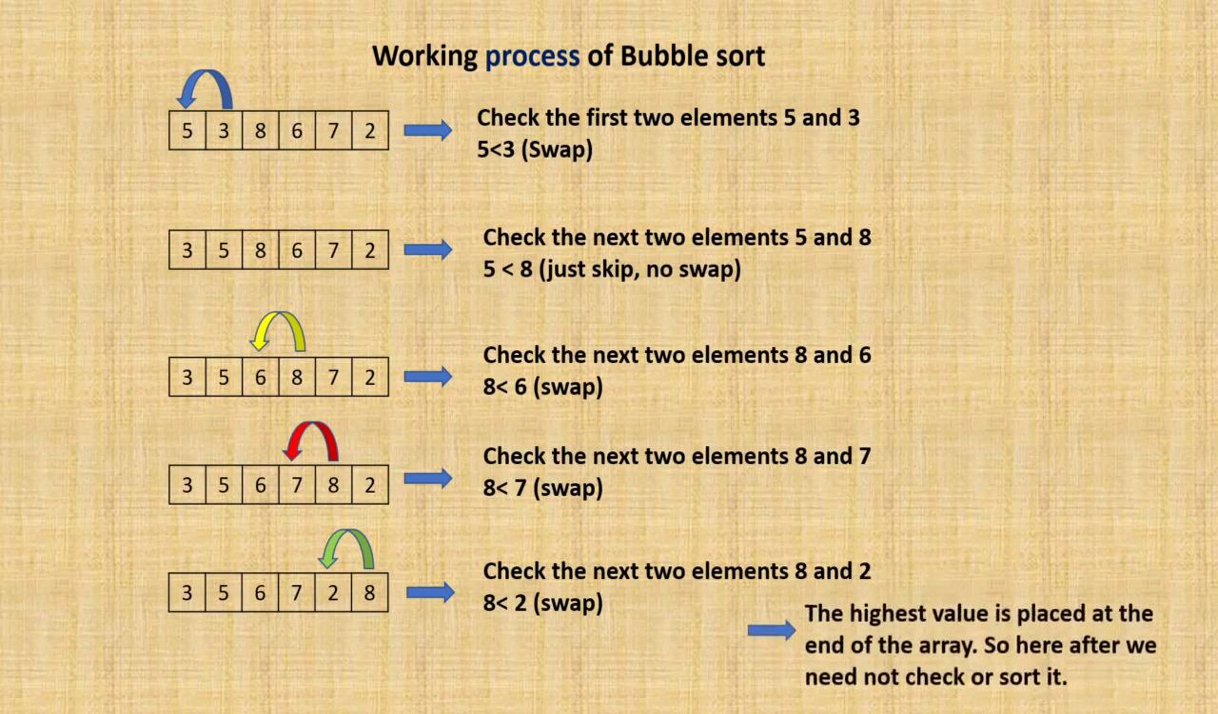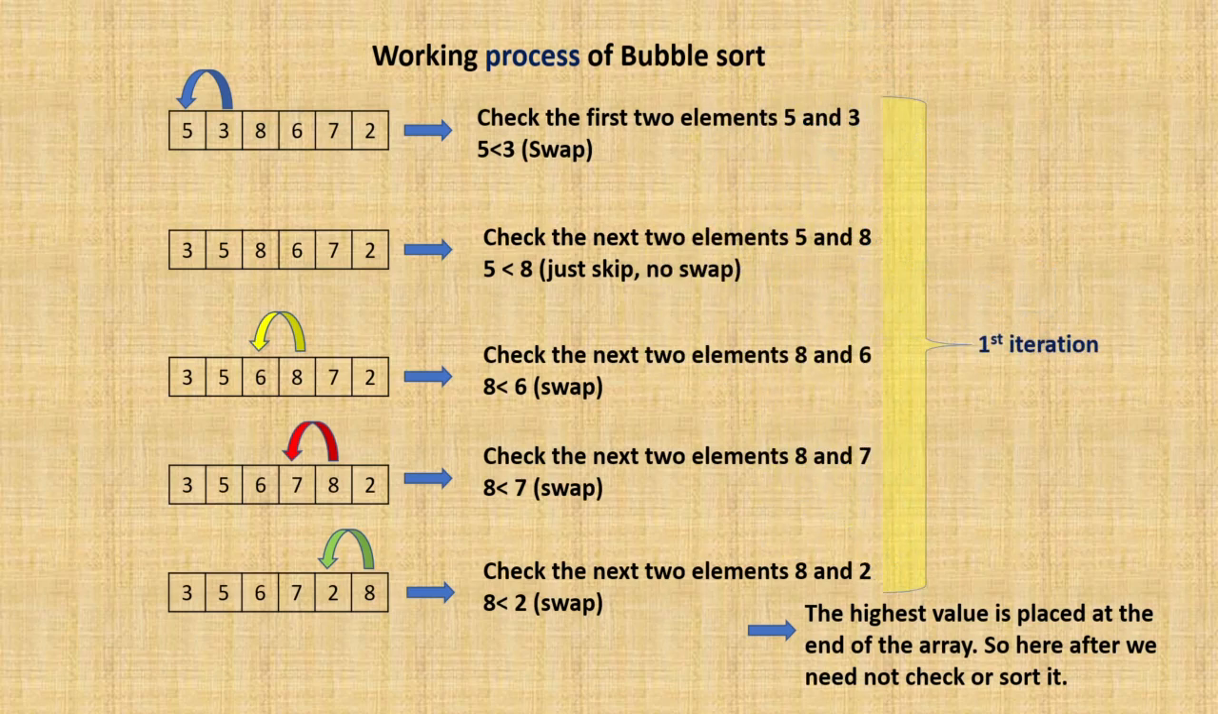So here the highest value is placed at the end of the array. Hereafter we need not check or sort it. Once the highest value in the array is placed at the end of the array, there is no need of checking or sorting it again. So this is the end of the first iteration.